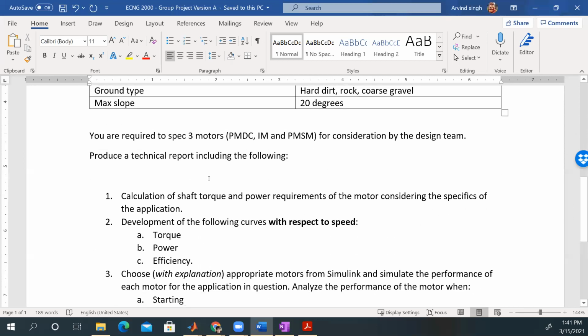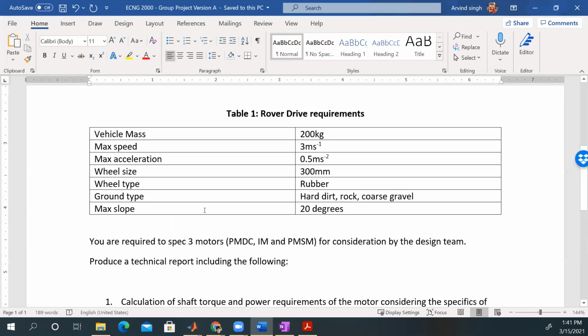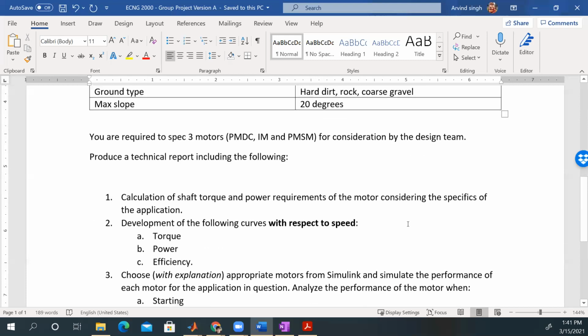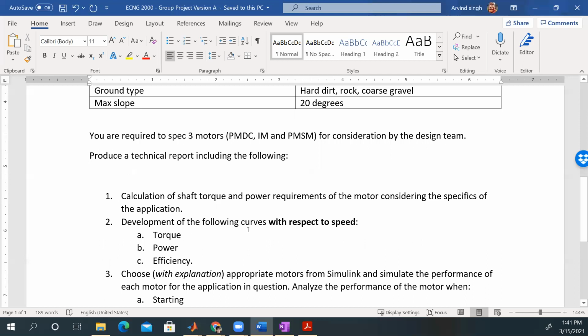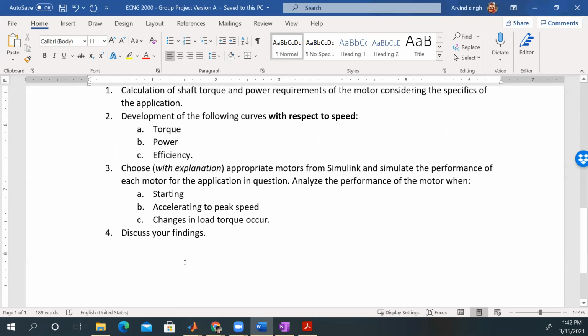So you're going to do a technical report, and you're going to look at calculation of the shaft torque and power, considering the specifics of the application. You'll have to look at these things and figure out what the requirements for the application would be. And then you'll have to develop some curves, torque, power, and efficiency with speed for the motors. And you'll have to do some simulation.